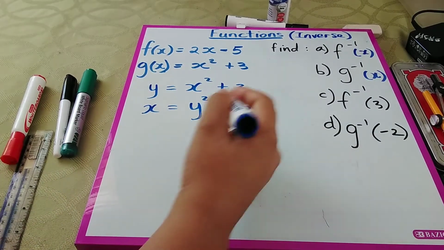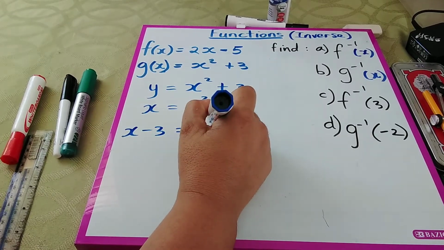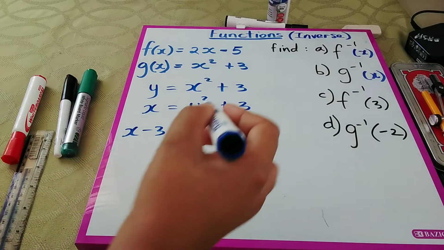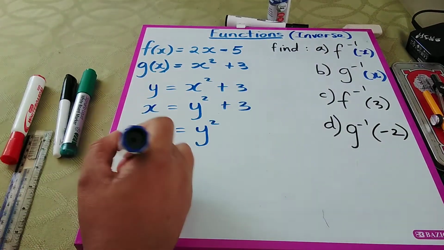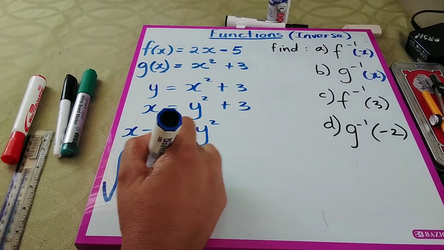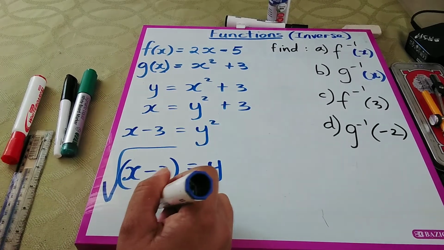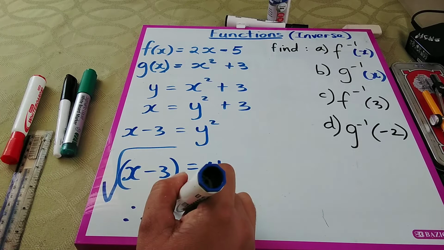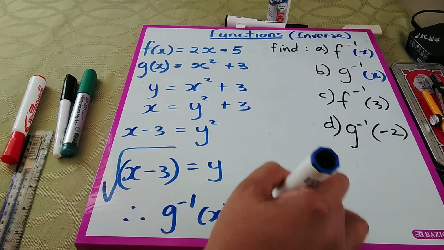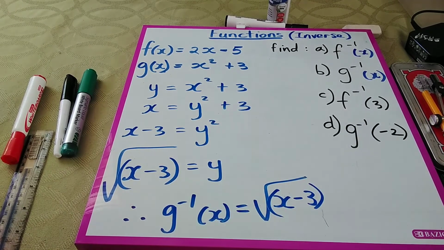So we need to get rid of the plus 3. It's going to be x minus 3 equals y squared. The opposite of square would be square root. So if we want to get rid of the square, we square root both sides. So it's now going to become the square root of x minus 3 equals y. And so therefore, g inverse of x is going to be equal to the square root of x minus 3. That's it.